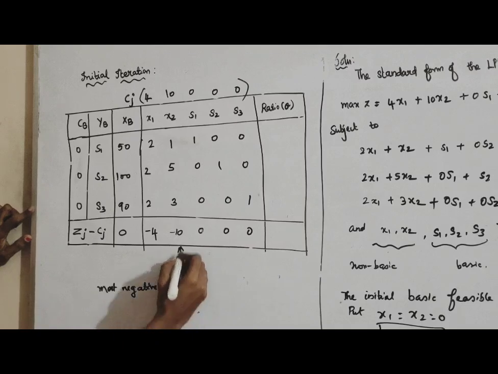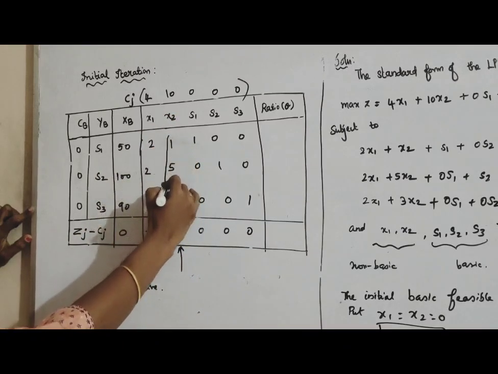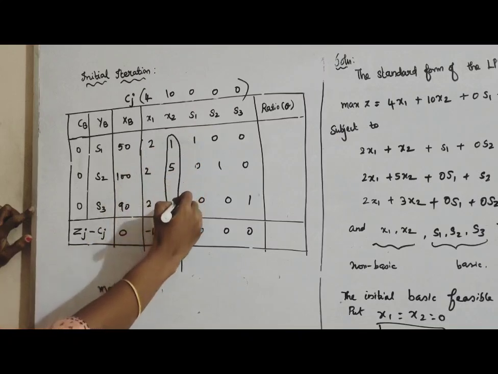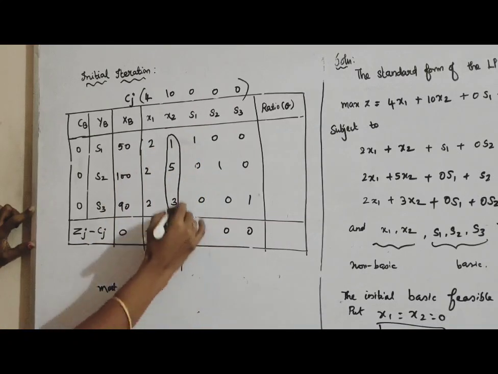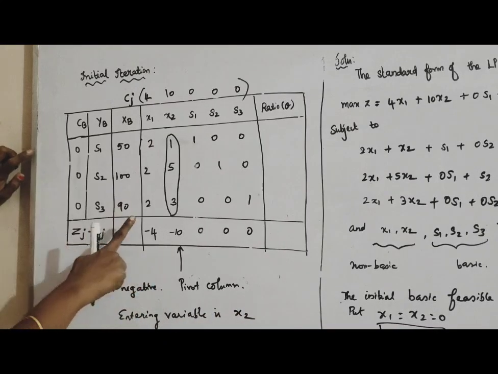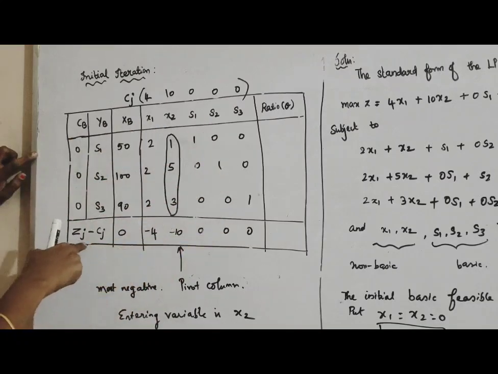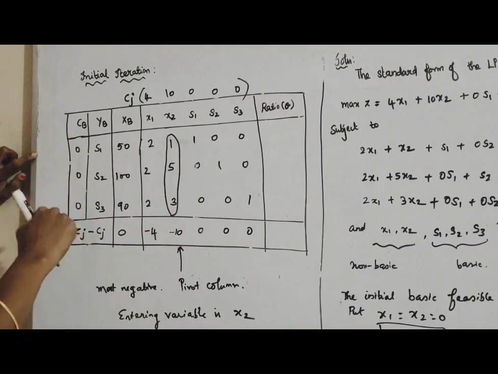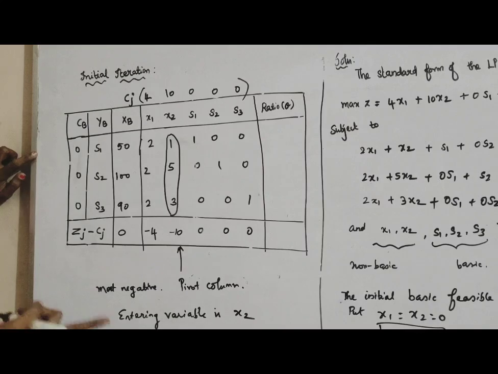Therefore, x2 is the entering variable. This column is the pivot column and the entering variable is x2. If one variable enters in the iteration table, then one variable should exit from it. That means one should leave from this iteration table.